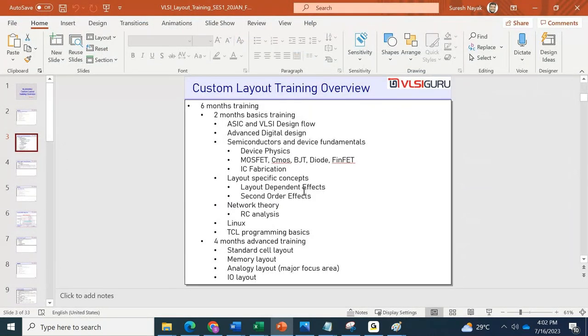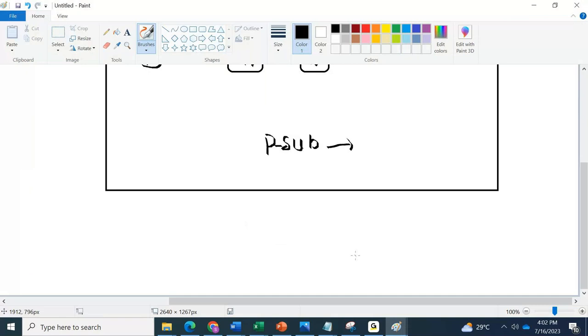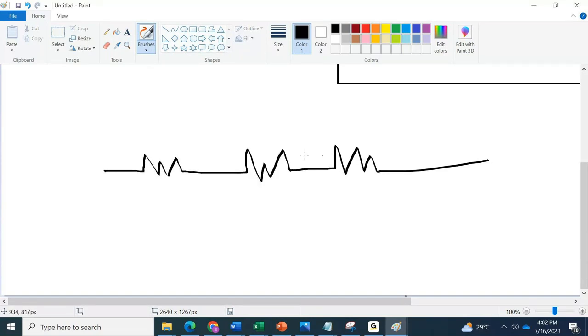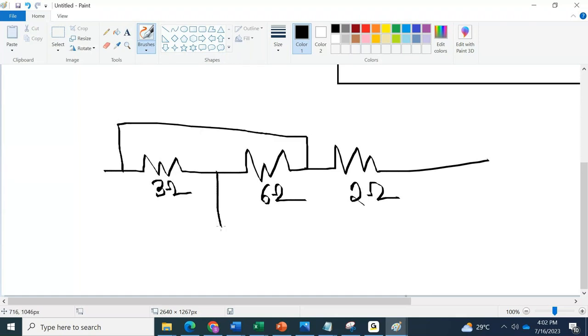Some network theory, I got resistance. Suppose you want to calculate the voltage. Some tricky, like you know some basics, but suppose I will ask like this. A and B point, calculate R equivalent. Okay, some tricky questions also they will ask. So what is the equivalent resistance?